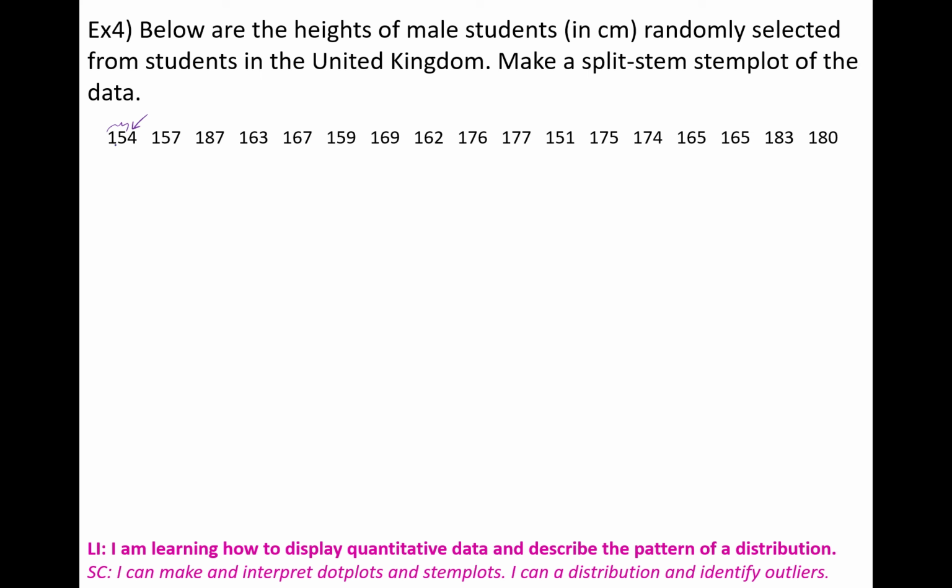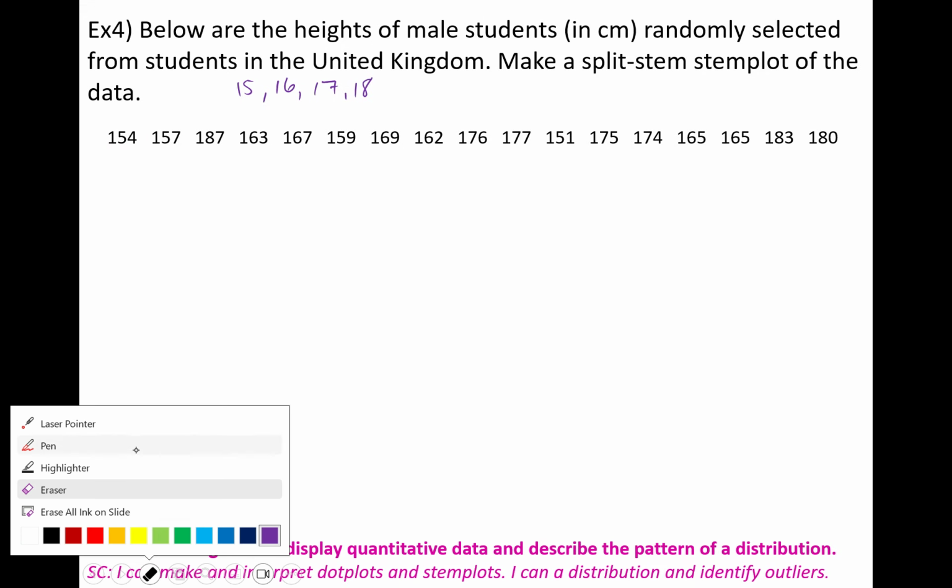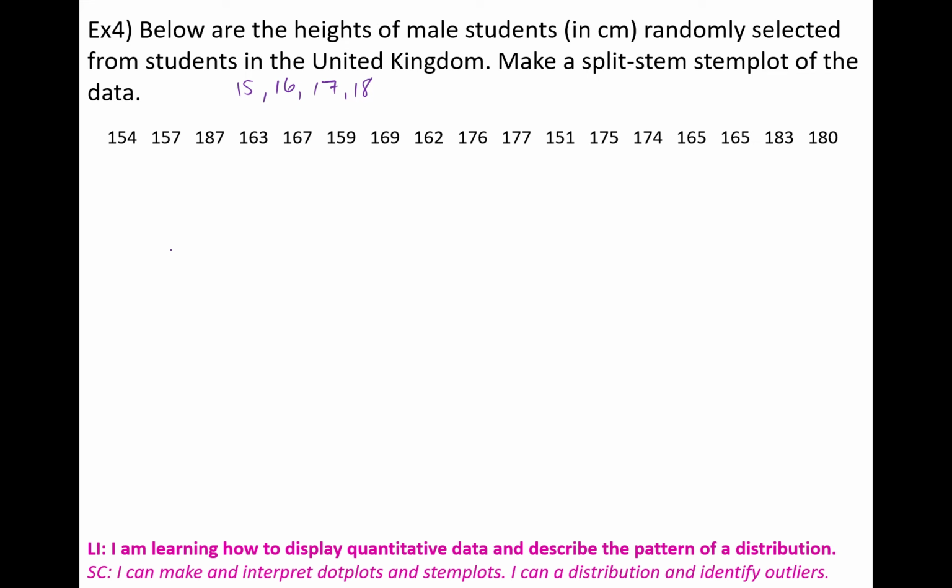So if I look at my first 2 digits across, I have 15, 16, 17, and 18. Only 4 stems. When you have 4 stems or less, this is when we're going to do a split stem, so we spread out our data a little bit more.